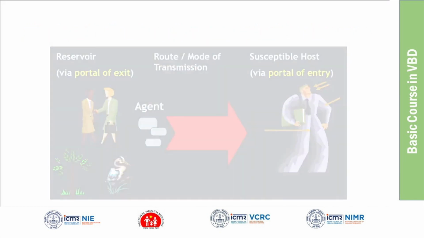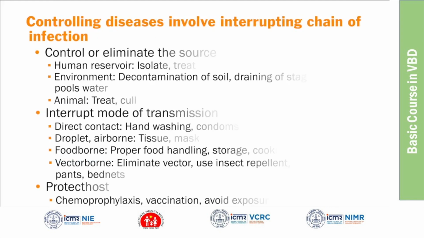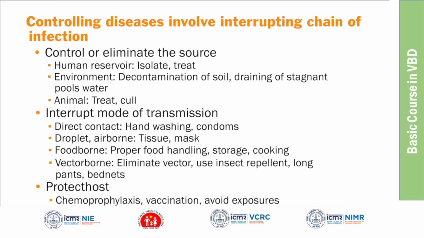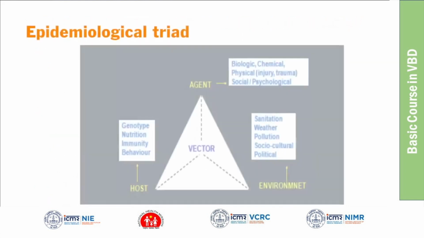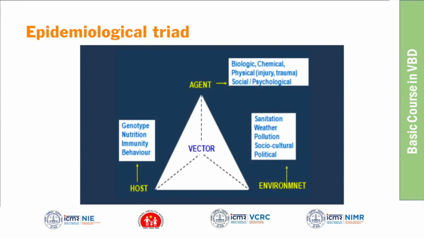Okay. With this knowledge of natural history and that of the triad and the chain of transmission, what we do is we try to interrupt the chain of transmission. I'm just going back to the epidemiological triad. So, for example, we can intervene between the agent and host, so that the agent doesn't come in contact with the host, or make sure the host is protected by a drug or a vaccine.